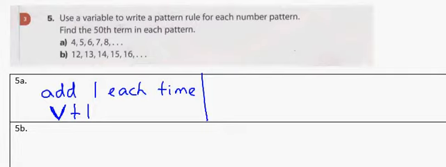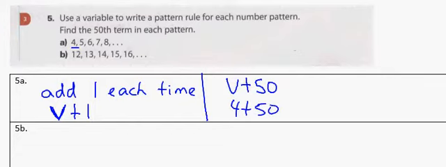So now let's get down to the 50th term. Find the 50th term. Well, we're starting at 4, right? That's where we're starting. So in this case, V plus 50 is going to give me the 50th term. So what is V? We go to the beginning, right? It's 4. 4 plus 50 equals 54. So 54 is going to be the 50th term of pattern A.